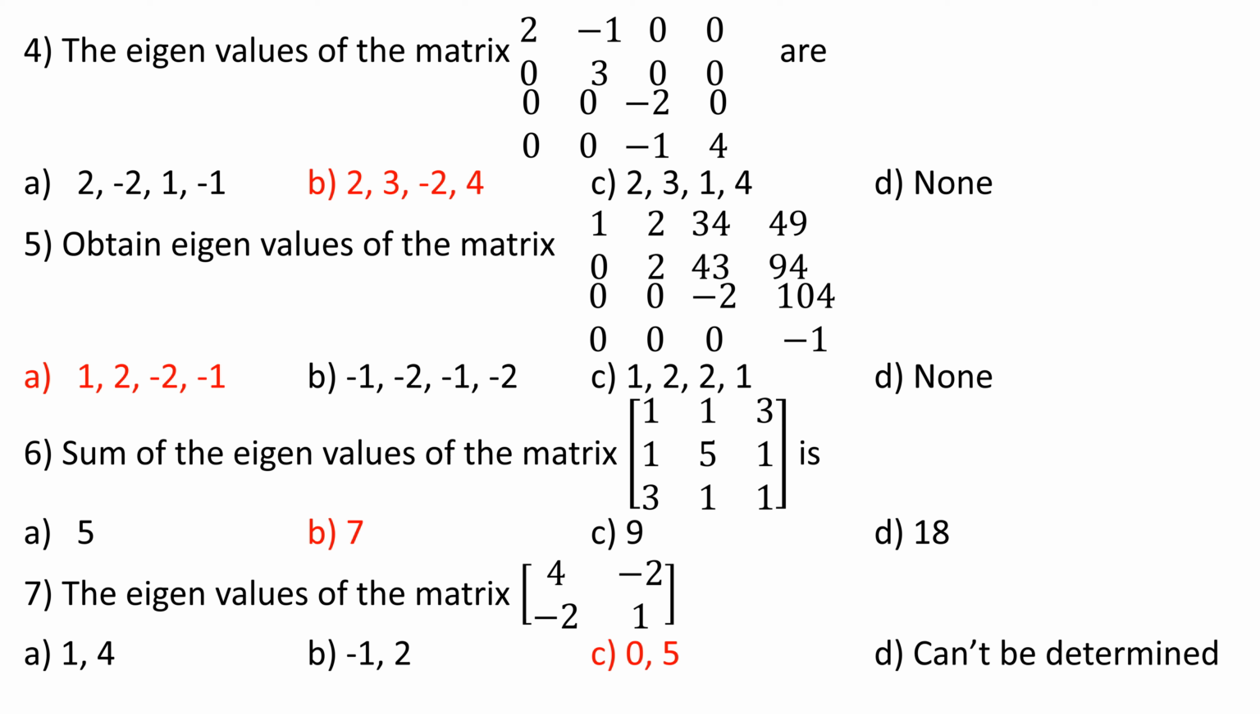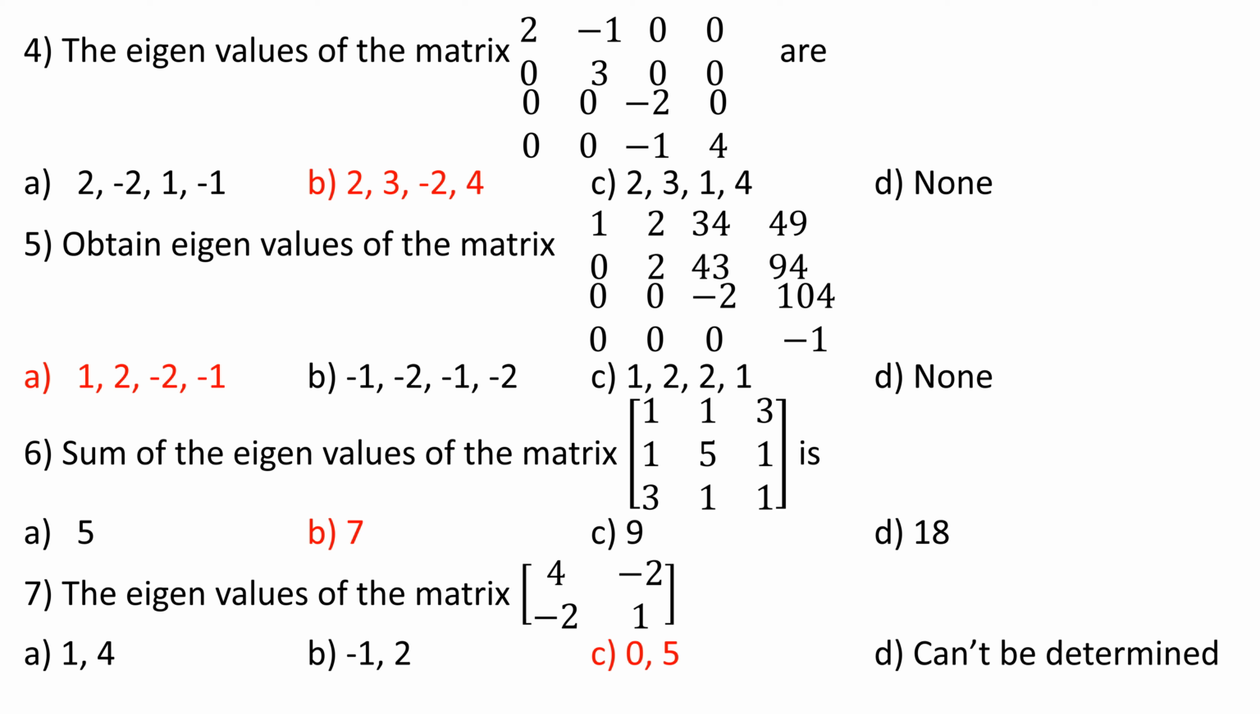Check with the options. 2 minus 2, 1 minus 1, gives 0, so option A is not correct. 2 plus 3 minus 2 plus 4 is 7, so option B may be correct. We have to check option C also: 2 plus 3 plus 1 plus 4, so clearly it is 10, so it is not correct. Option D is none. So clearly option B is correct.